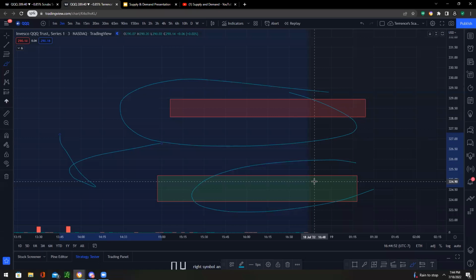You don't have to overcomplicate it. You don't need 30 different indicators. The only indicators that I use is a VWAP and 200-day moving average. Everything else, my charts are completely clean when I'm actually intraday trading. So hope that lesson really helped.